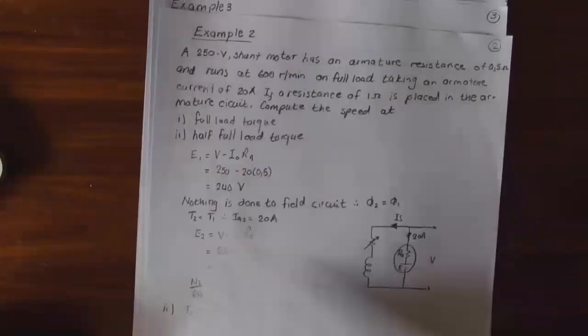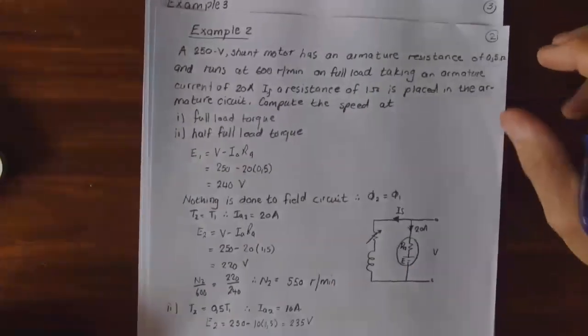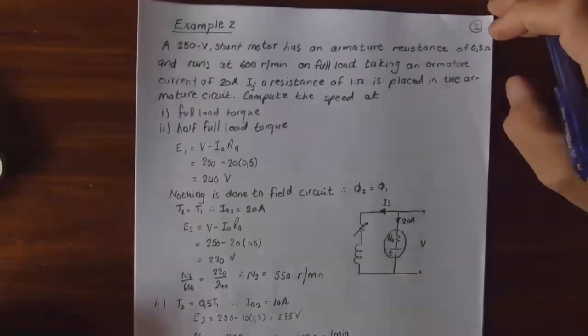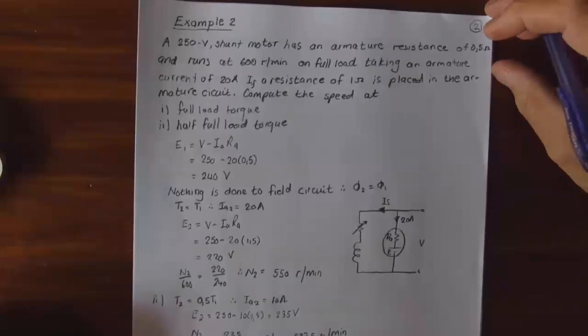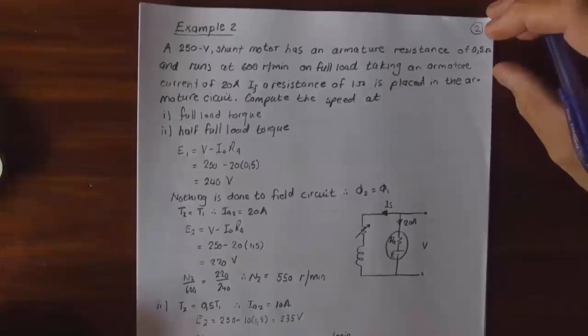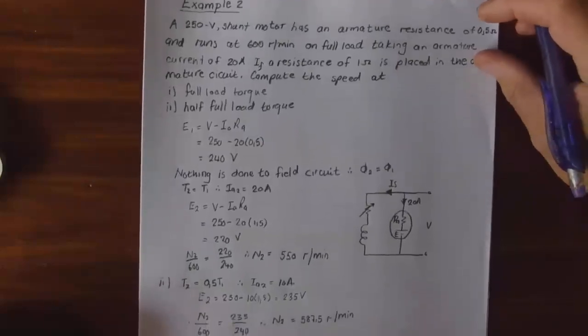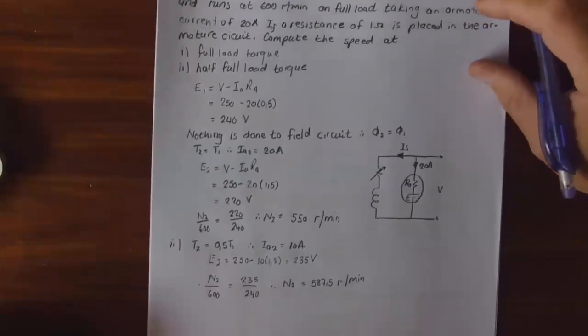On to the next example. A 250 volt shunt motor has an armature resistance of 0.5 ohms and runs at 600 rev per minute on full load, taking an armature current of 20 amp. If a resistance of 1 ohm is placed in the armature circuit, compute the speed at full load torque and at half full load torque.